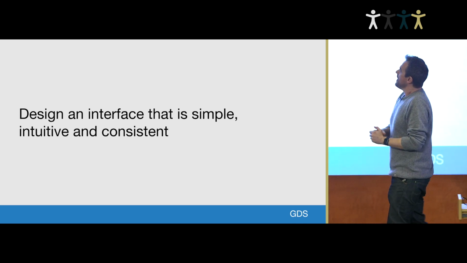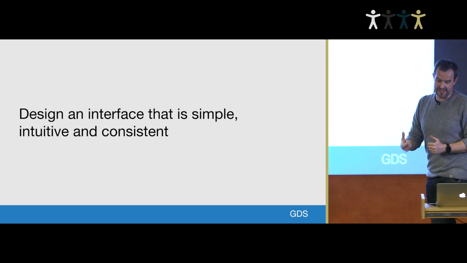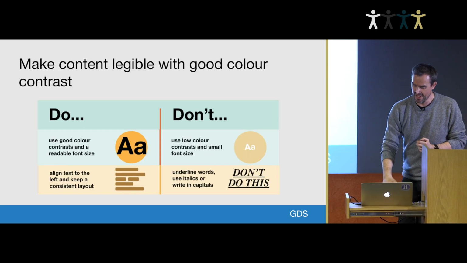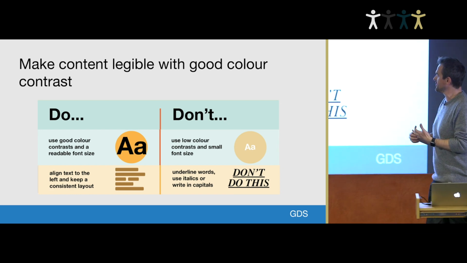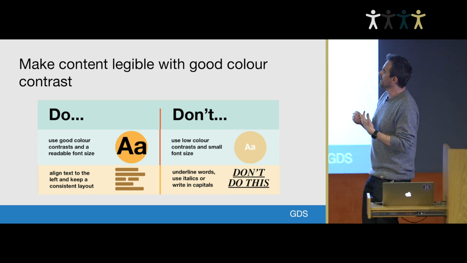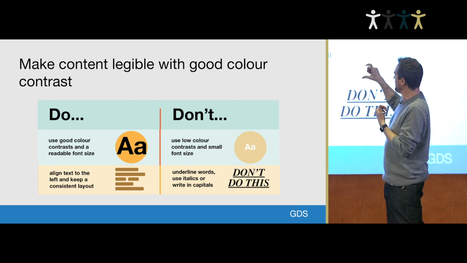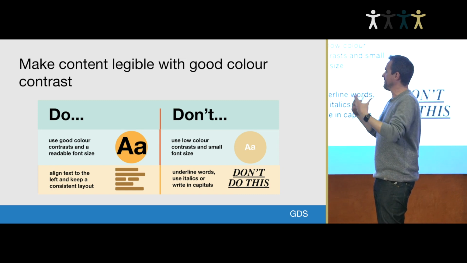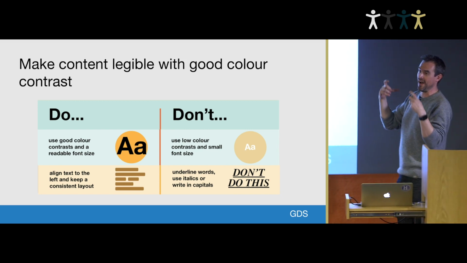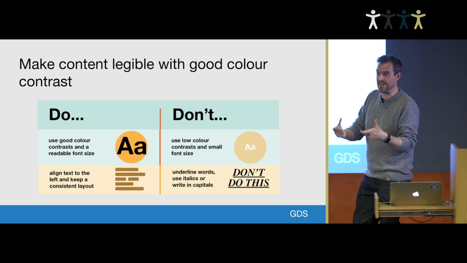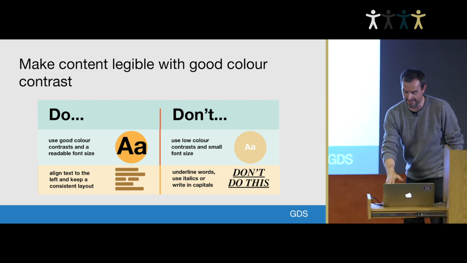Then there's design things like designing an interface that is simple, intuitive, and consistent. Things like making content legible with good color contrast. So here we've got from the do's and don'ts, there's using good color contrast, but also things like left aligning text, as justified text can be really hard for people with dyslexia to use. It's also just harder to process for people that don't have dyslexia.